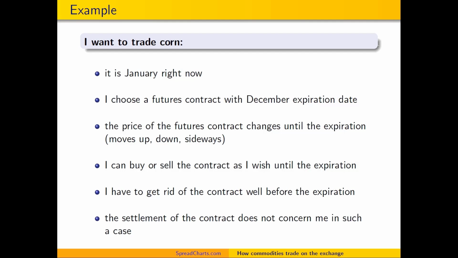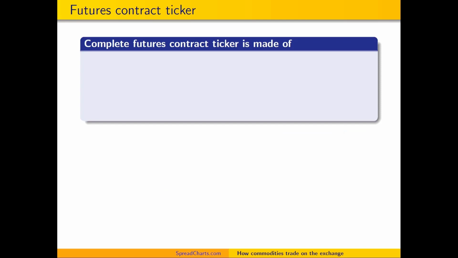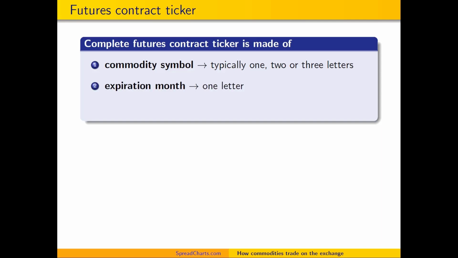Now it's time to explain what a ticker is. It would be impractical to write down the entire contract specification whenever we want to trade it or just tell someone what we bought or sold. In fact, we need just 3 pieces of information to unambiguously identify a futures contract. It is the commodity, expiration year, and expiration month. So the complete ticker is made out of these 3 things, just abbreviated to make it short.